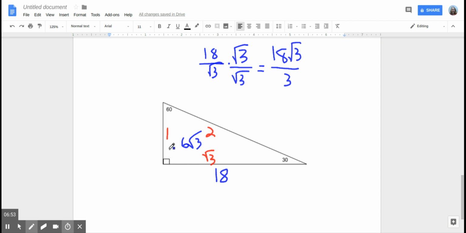And then we can multiply out. So we've divided in, now we multiply out. 6 radical 3 times 1 is 6 radical 3. And 6 radical 3 times 2 is 12 radical 3. So that's the process using the ratios of the sides of special right triangles to find the missing side lengths.